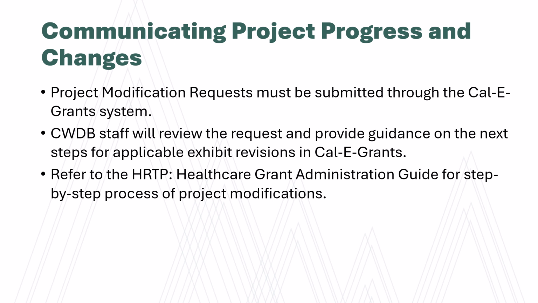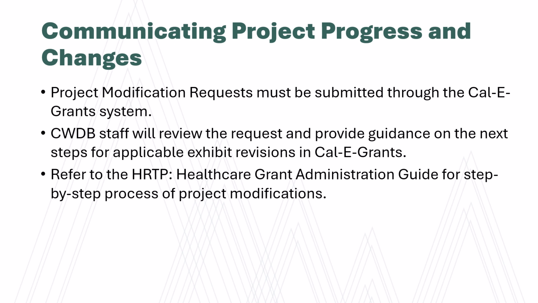Modification approval is usually granted within a week of grantees submitting correct revised exhibits. However, if the modification request is for adding funding or an extension to the grant, an approval may take 4 to 6 months. Modification requests are not approved until the fiscal agent has received correspondence from the CWDB confirming final approval and the changes are reflected in Cal e-Grants.